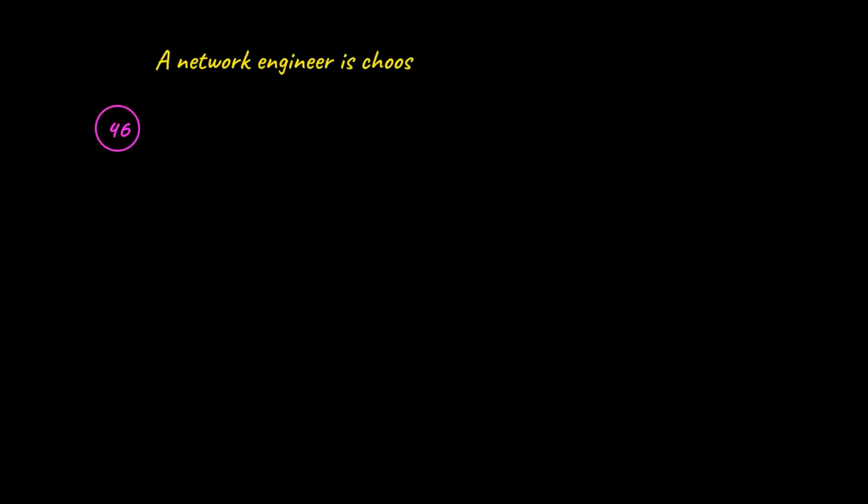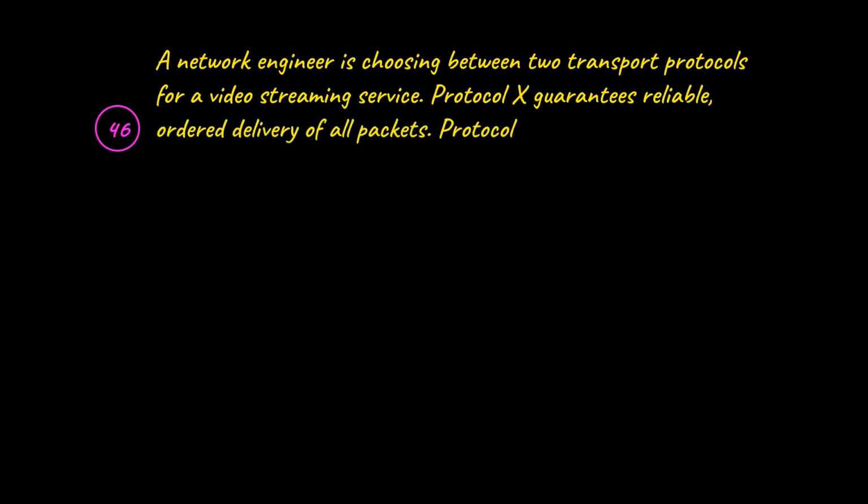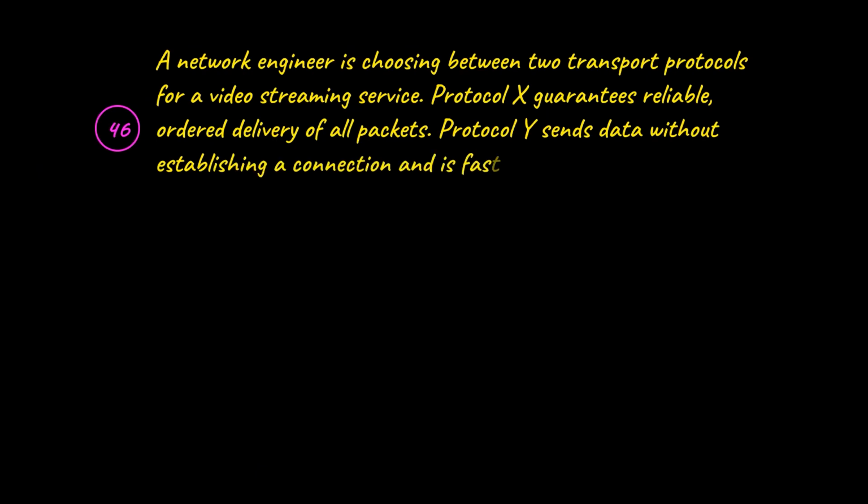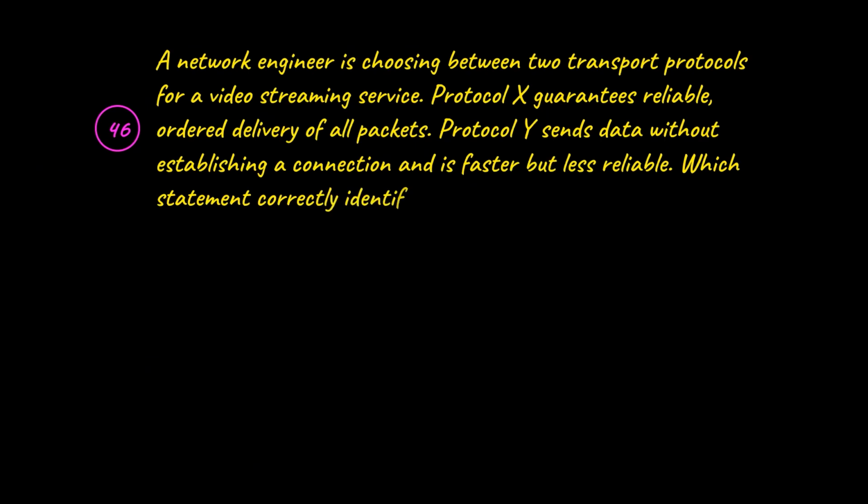Question 4x. A network engineer is choosing between 2 transport protocols for a video streaming service. Protocol X guarantees reliable, ordered delivery of all packets. Protocol Y sends data without establishing a connection and is faster but less reliable. Which statement correctly identifies both protocols?